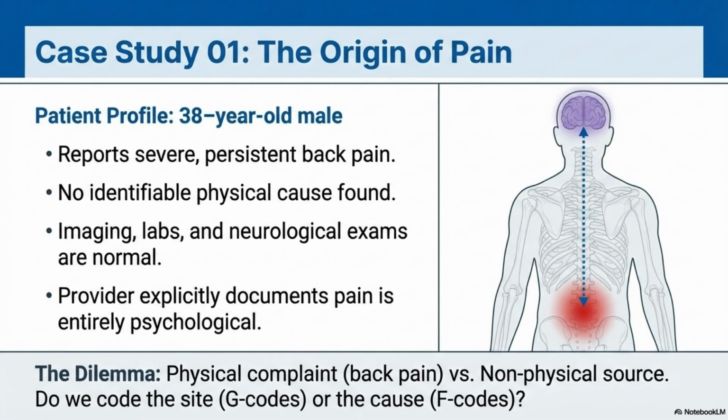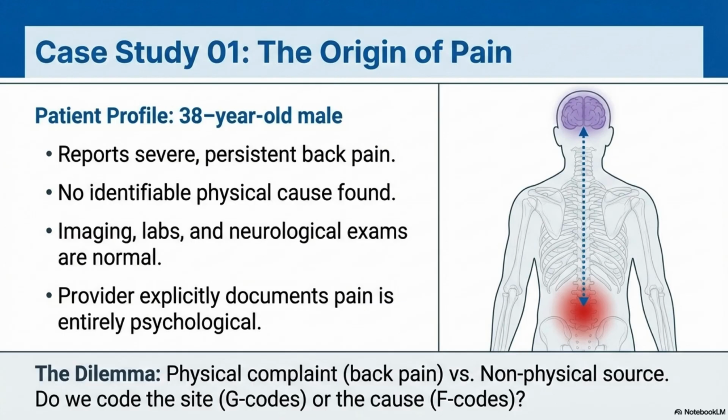Let's look at our first case. Psychological pain is one of those diagnoses that really highlights how different Chapter 5 can be. Clinically, psychological pain means the patient is experiencing real physical symptoms, but the cause isn't physical at all, it's emotional or psychological. In this case, we have a 38-year-old male with severe back pain.